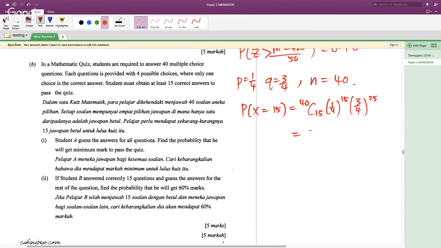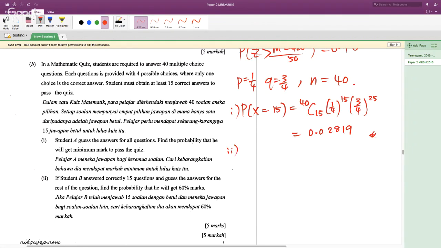So if you guess all the questions, the probability that you pass your exam is only close to 3%. You only have 2.8% chance of passing if you just guess all the answers for all the questions. All right, this is the probability. We've done part 1.